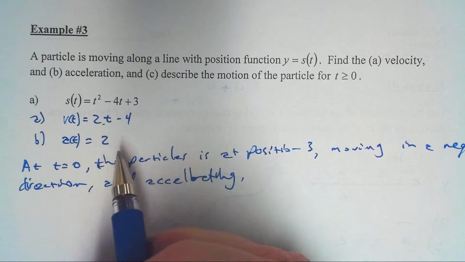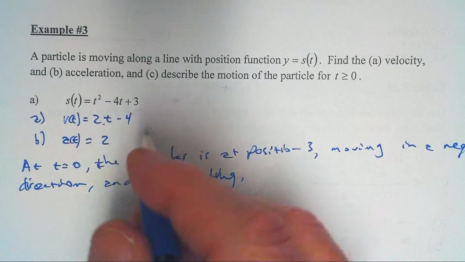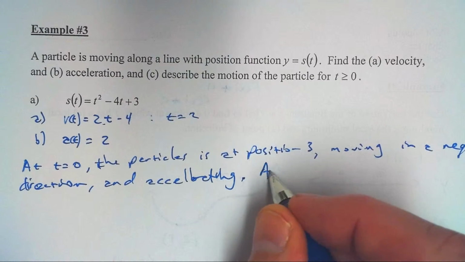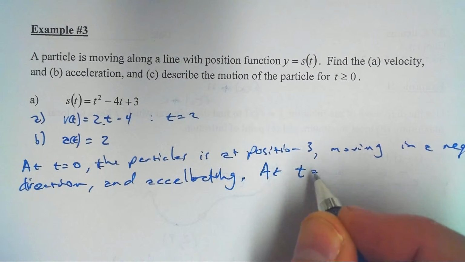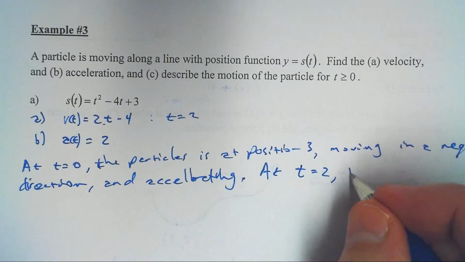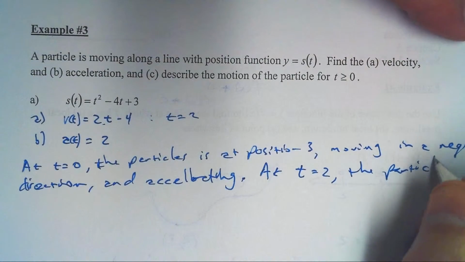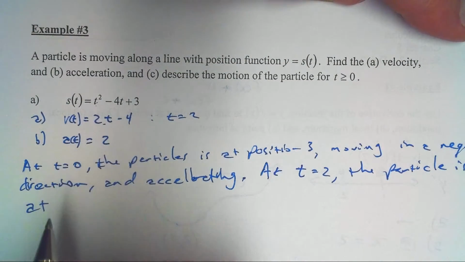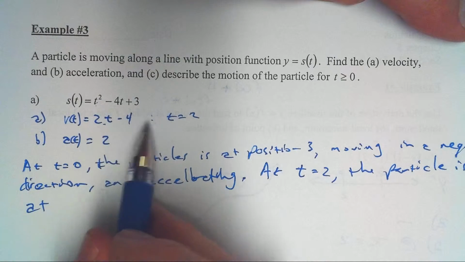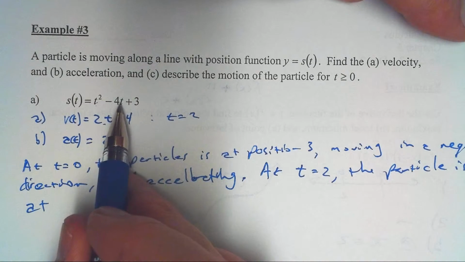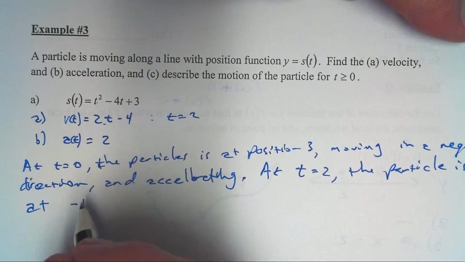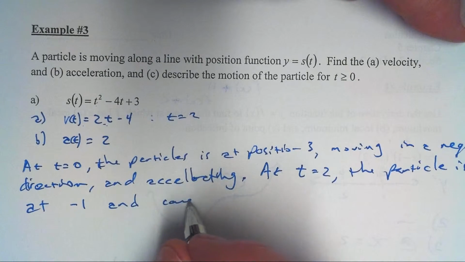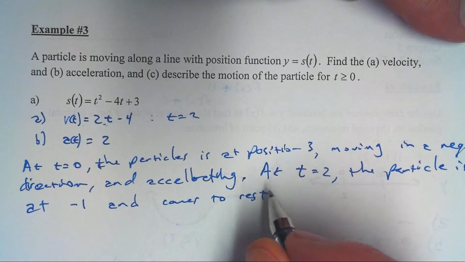Okay, so the next interesting thing we might want to talk about is when the velocity hits 0. That would be when t equals 2. So at t equals 2, the particle is at, put in 2, and I get, is that right? T equals 2? Yep. At t equals 2, and I get 4 minus 8, negative 4 plus 3 is at negative 1. And at t equals 2, velocity is 0, and comes to rest.